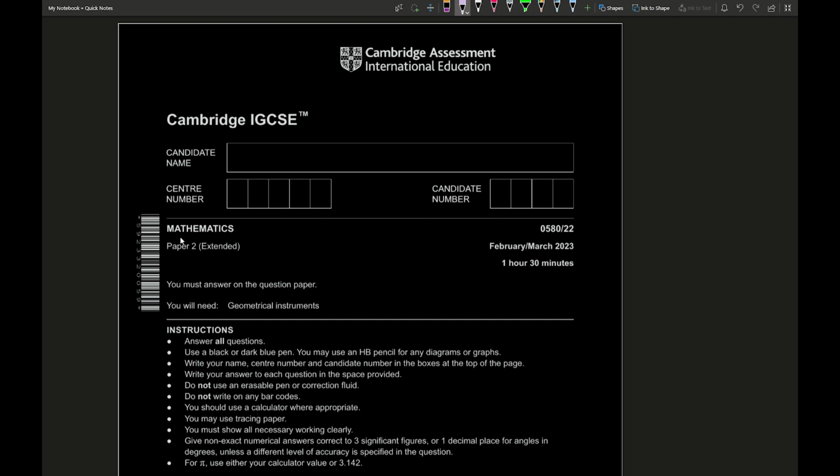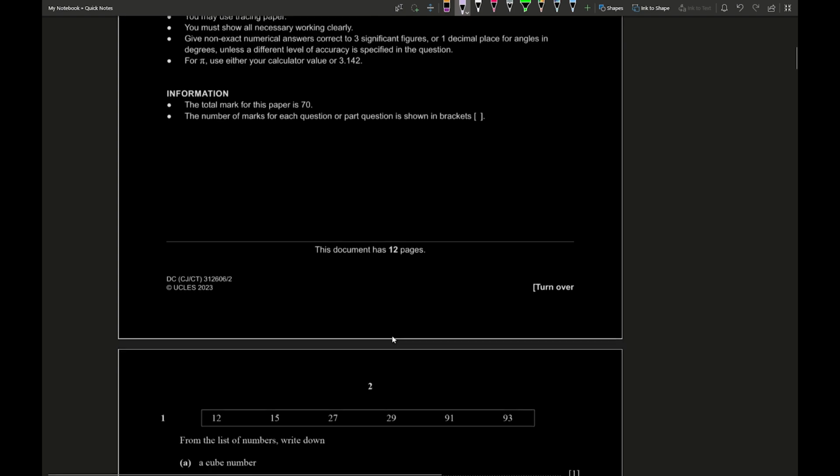Today we'll be solving Mathematics Code 0580, Paper 2, Variant 2, February/March 2023. Bismillah ar-Rahman ar-Rahim. Let's start.